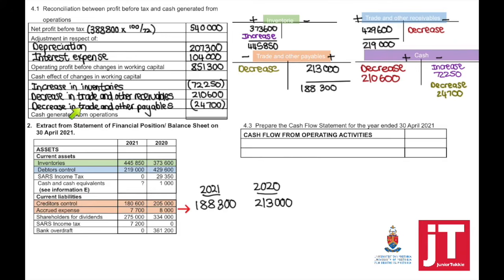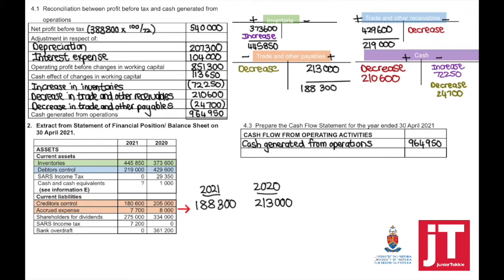So in my answer book, cash effect from working capital, decrease in trade and other payables will have an outflow effect. You can study an increase in trade and other payables will have an inflow effect. Now that we've done with that, we can solve the rest of this note to get the cash effect from working capital, minus, plus, minus, and to get the cash generated, we take the operating profit before changes in working capital plus changes in working capital.